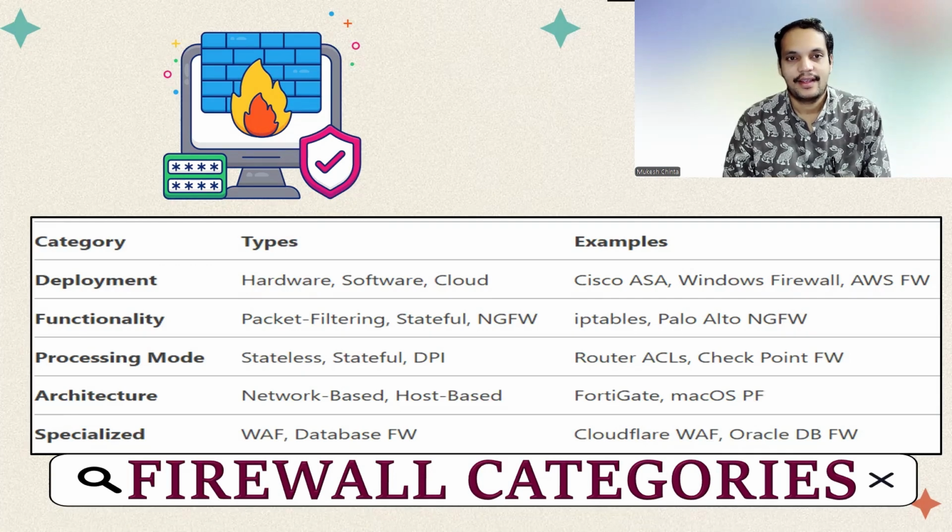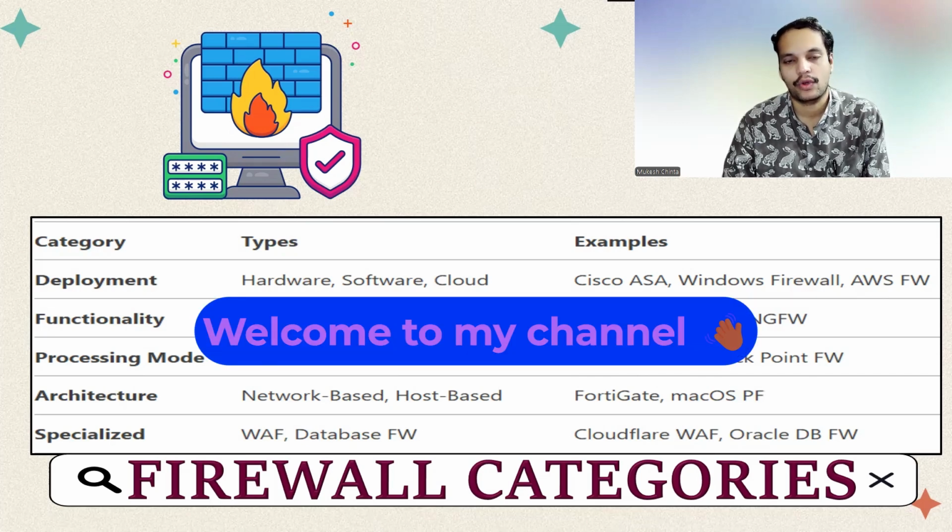Hi everyone. In my last video, I spoke about packet filtering firewalls and how they act as the first line of defense by checking basic packet information. But firewalls have evolved, and now it's time to explore more advanced types that offer deeper inspection and smarter control over what gets in and out.